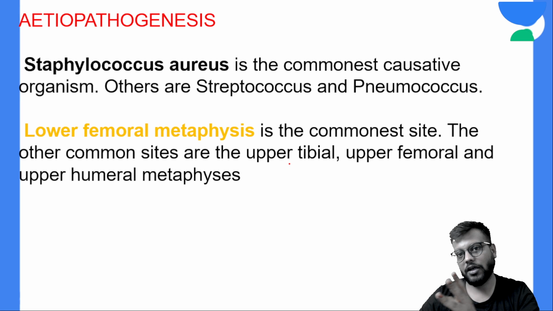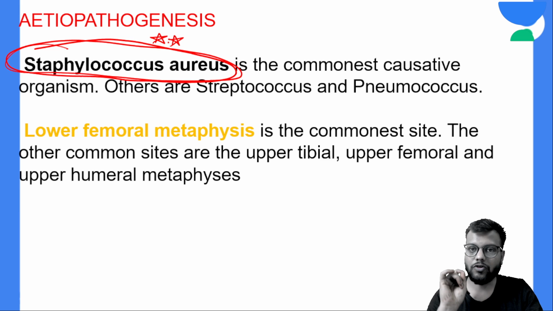Okay, now the most common pathogen is your Staph aureus. Remember, in orthopedics, in any type of infection, the most common organism is your Staph aureus only. So option I, you can take Staph aureus. And the most common site is your distal femur, or the lower end of the femur, and the metaphysis, as we have already discussed.